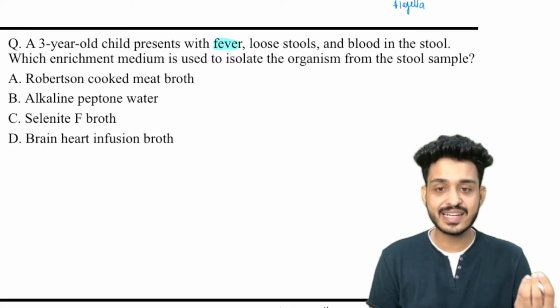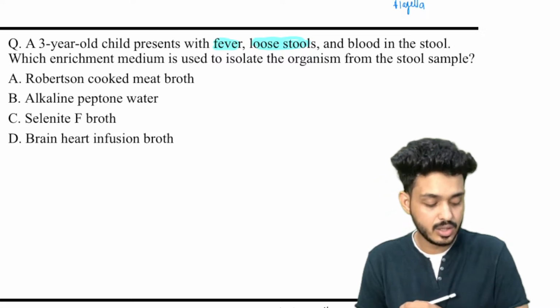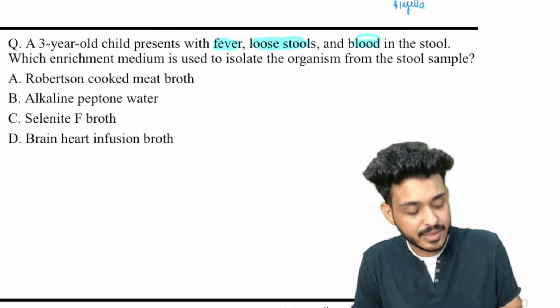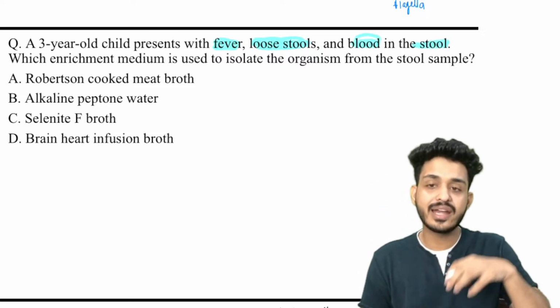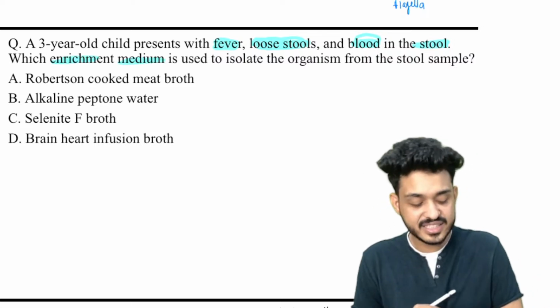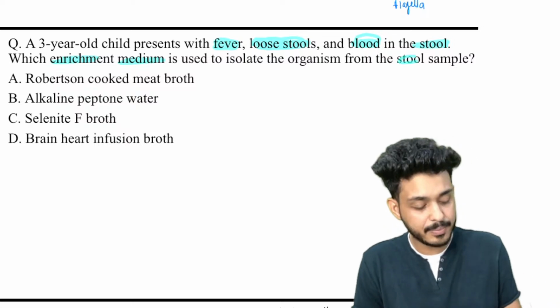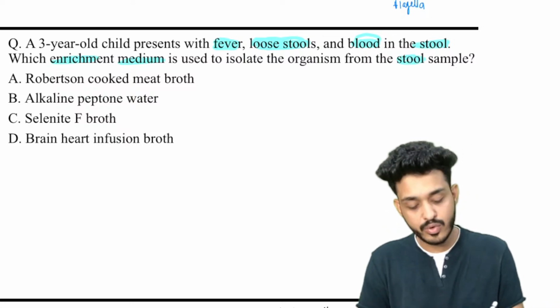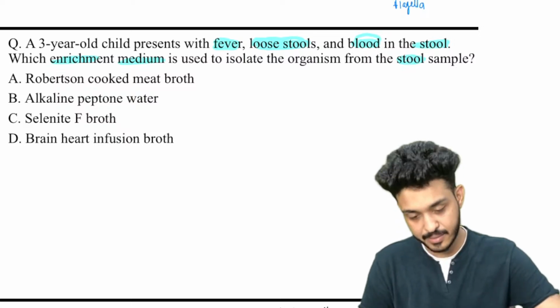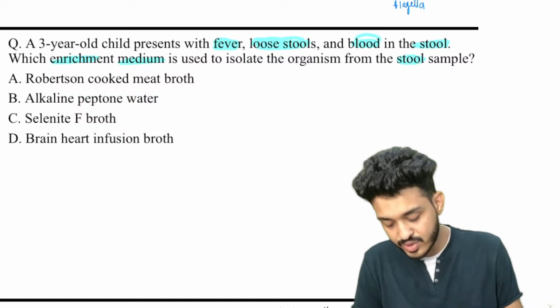Okay, इस तरीके के question आते हैं. So the patient is having fever, loose stool, and blood in the stool. Try to identify the keywords. Which enrichment medium is used to isolate the organism from the stool sample? कैसे इसको isolate करेंगे? How will we isolate this particular bacteria? Try to answer. First one we are having is Robertson cooked meat.